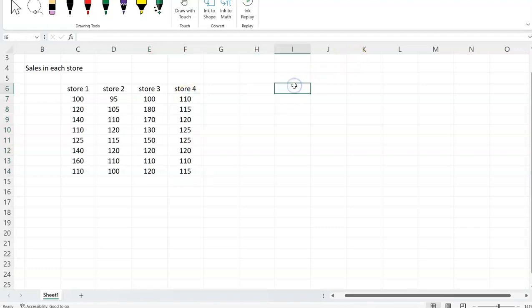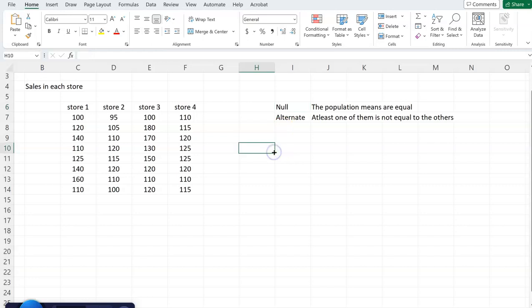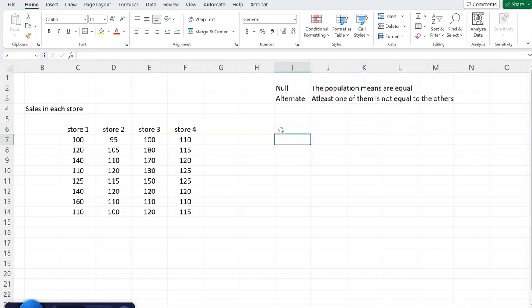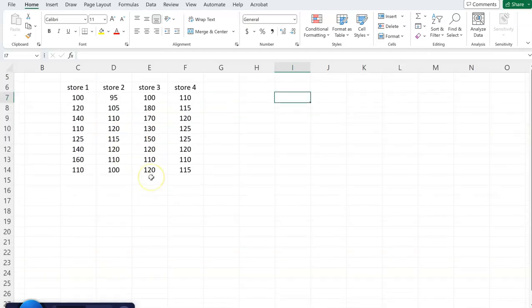So our null would be that the population means are equal, and the alternate is that at least one of them is not equal. And so from here we have to find our ANOVA. Now let's look at certain things. So we have store 1, store 2, store 3, store 4.